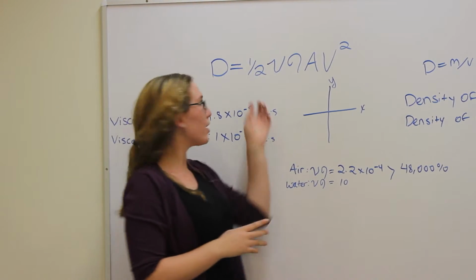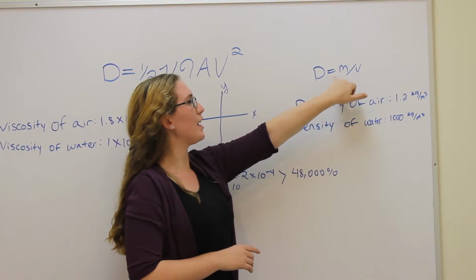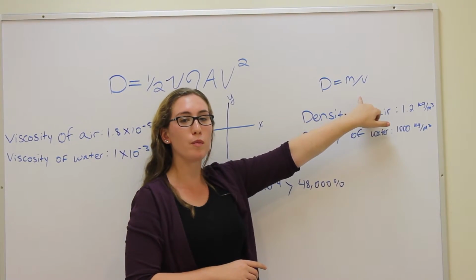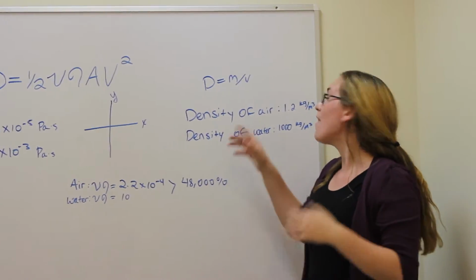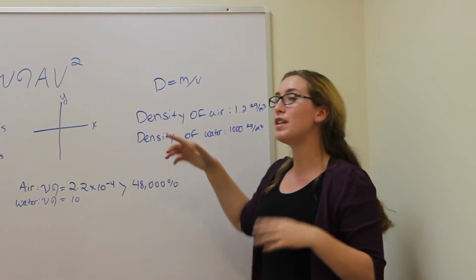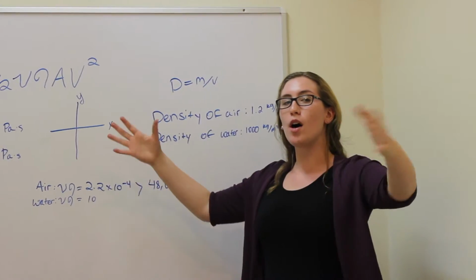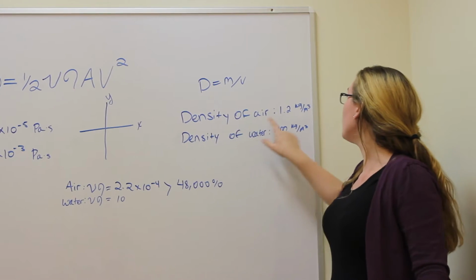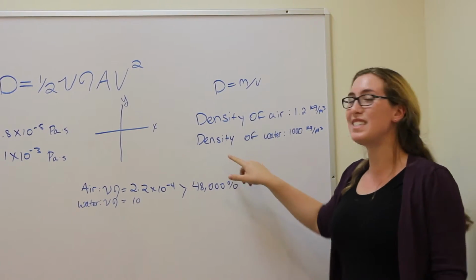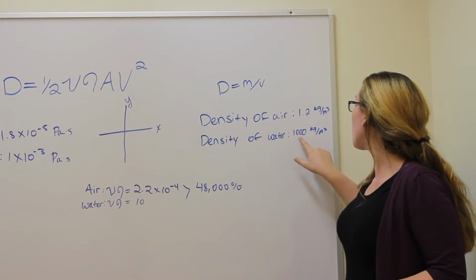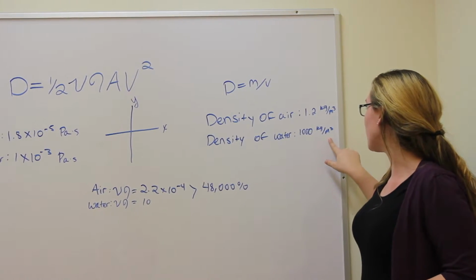Now the next term in our equation, density, equals mass over volume, which means the more mass you have in the less amount of space, the denser it is. So the density of air, we have mass in a very large volume, so it's 1.2 kilograms per meter cubed, but the density of water is so much greater. It's 1,000 kilograms per meter cubed.